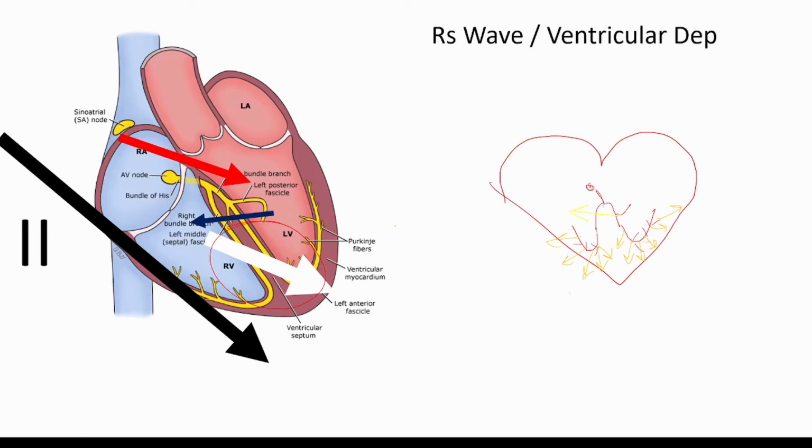Like I mentioned, we know that the left ventricle is much greater in size than the right, so it has a lot more cells, and these cells need a lot more of the impulse. And so generally the net vector will be skewed towards the left, and so therefore our net vector is in this direction.